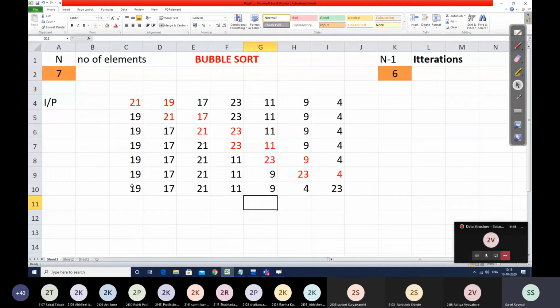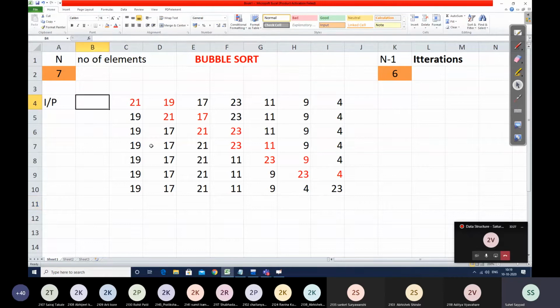Okay. So in each iteration, what we try to do is we try to compare the numbers from left to right, two at a time. 21 with 19. And when will the swap take place? Only when the left hand side number is greater than the right hand side number. If it is not greater, then swap will not take place, but the comparison of two numbers will keep on proceeding from the first position to the last position. Are you getting this? So this was our first iteration.